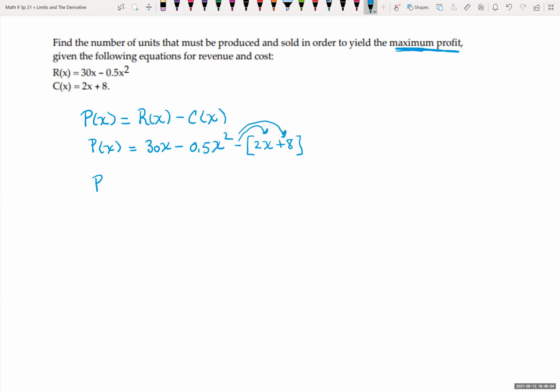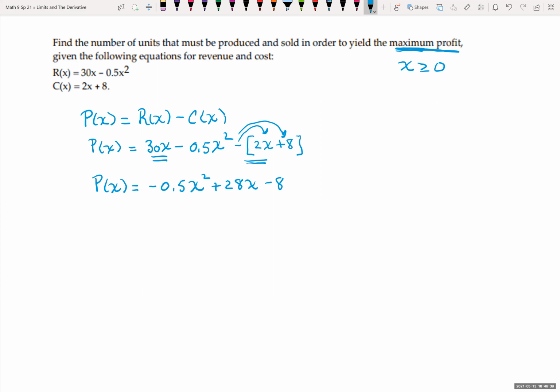So we're given that our profit function, P of x. Let's just rewrite this in descending order of powers. So we have a negative 0.5x squared. Here's a 30x. This is going to be a minus 2x, so that's a plus 28x. And now this is a minus 8. So here's our profit function. The value of x has to be greater than or equal to 0. Doesn't make sense to have negative items that you're selling or making.